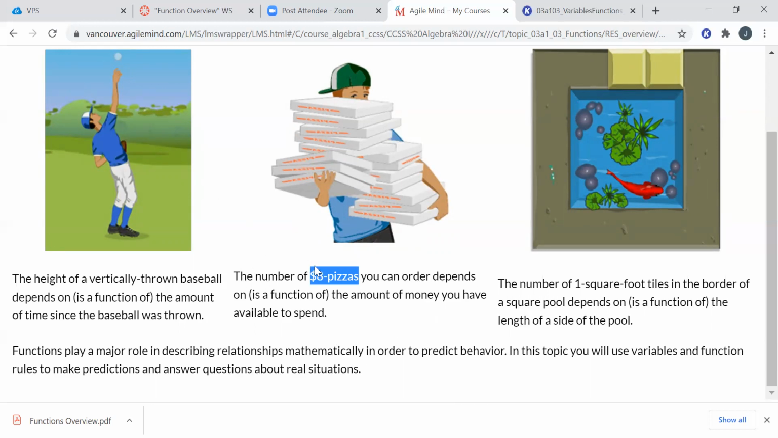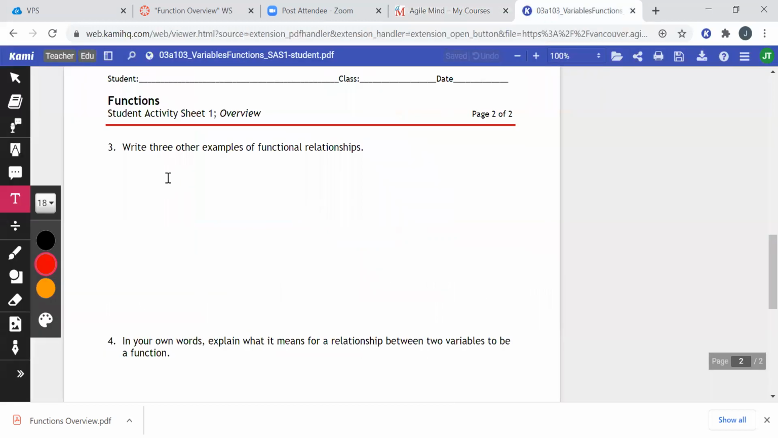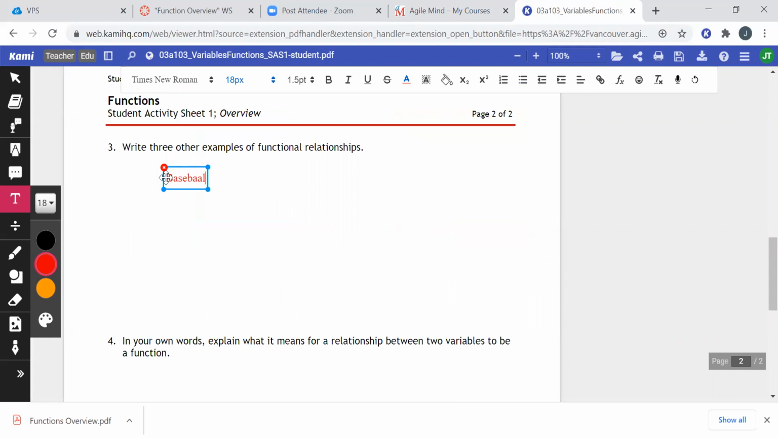By the way, this is the third problem. So I'm not going to type it in, but I'm going to say baseball. You're going to have to write more than this, please. You can also think of your own. I don't mind that. Pizza. And the third one was tiles. I'll tell you a third one. I'm going to say computers.